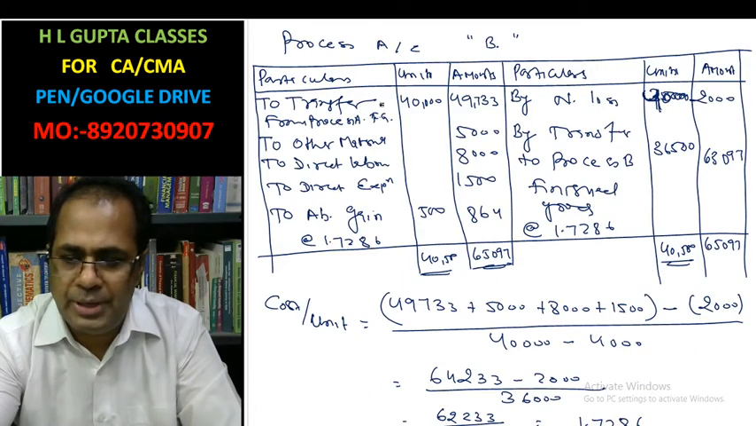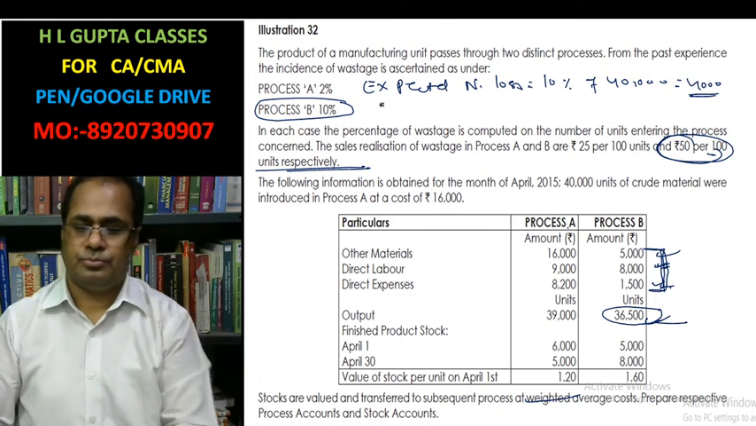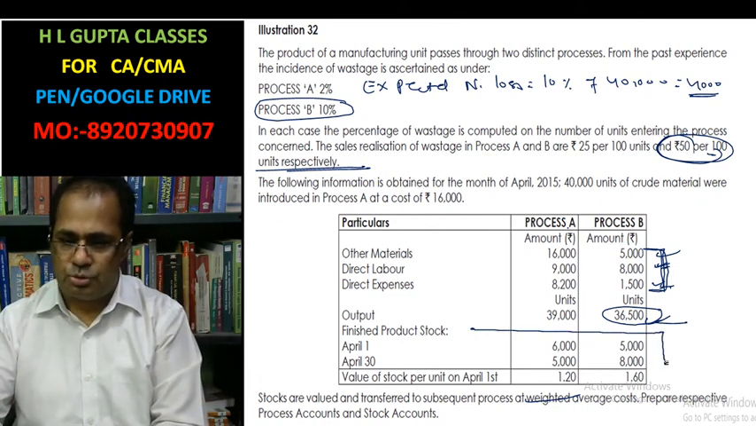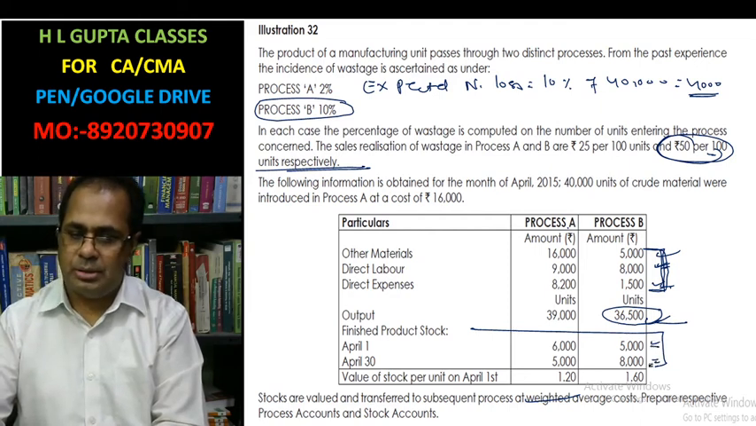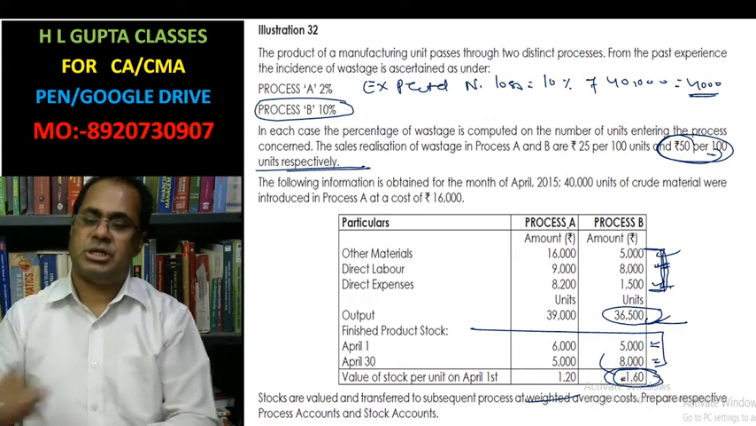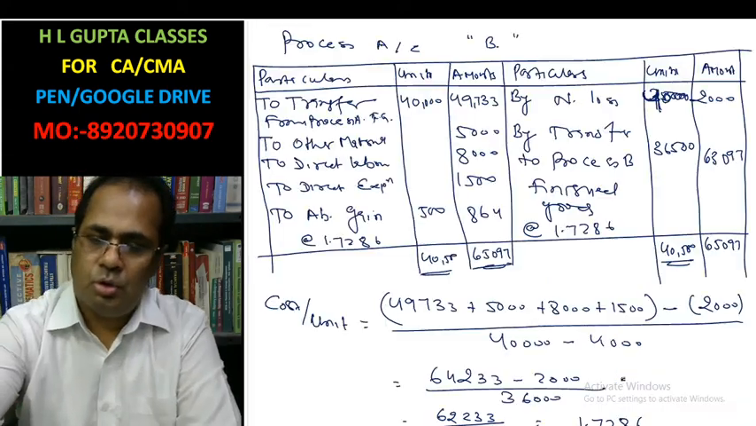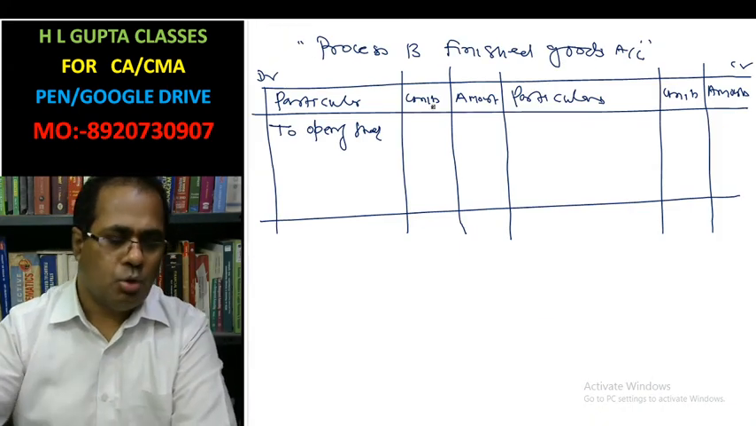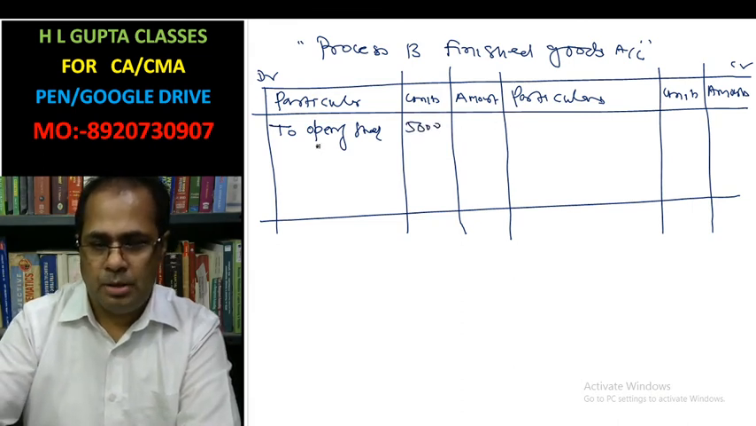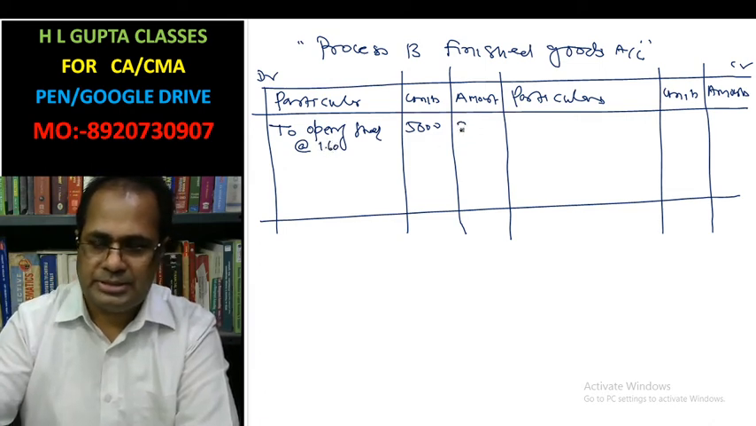Look at what is the opening stock in process B. This is your finished goods. Opening stock is 5,000, closing stock is 8,000. The value of opening stock is given as 1.60. Now, opening stock 5,000 at the rate of 1.60 is 8,000.